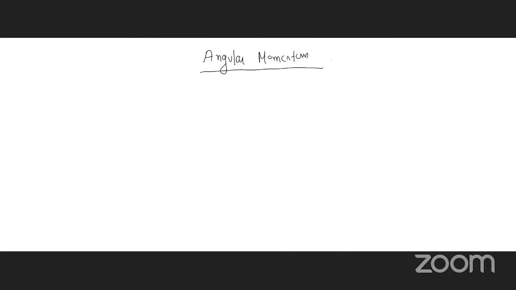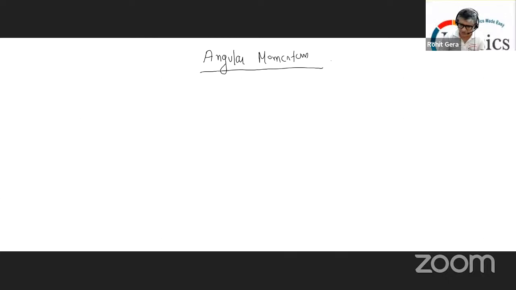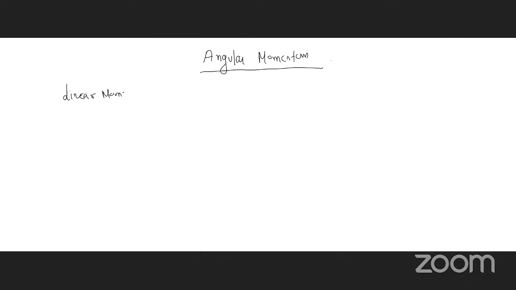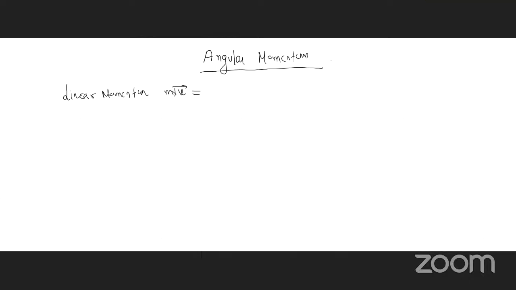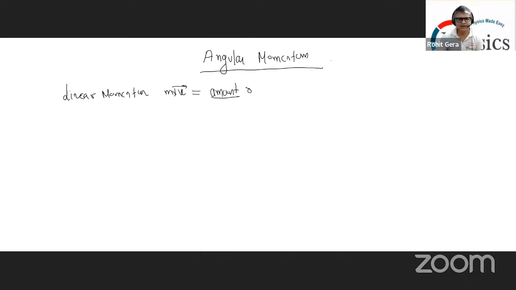So in mechanics, we already studied the concept of linear momentum, and that was mass into velocity, and this was physically the amount of motion. Amount of linear motion. So it represented physically how much quantity of motion do you carry, right? So it was represented by P. But angular momentum is represented by L, but is a vector.